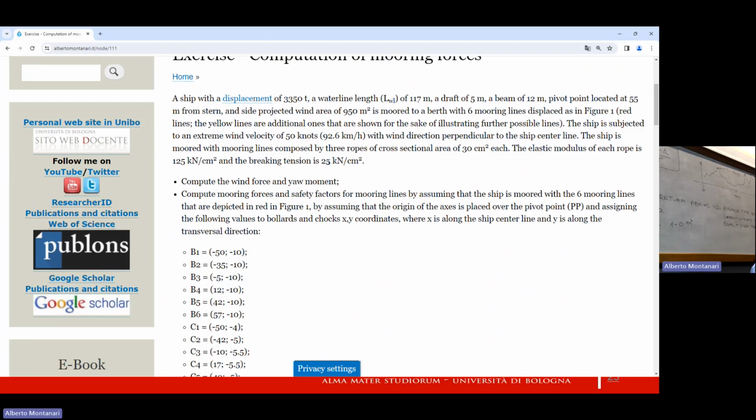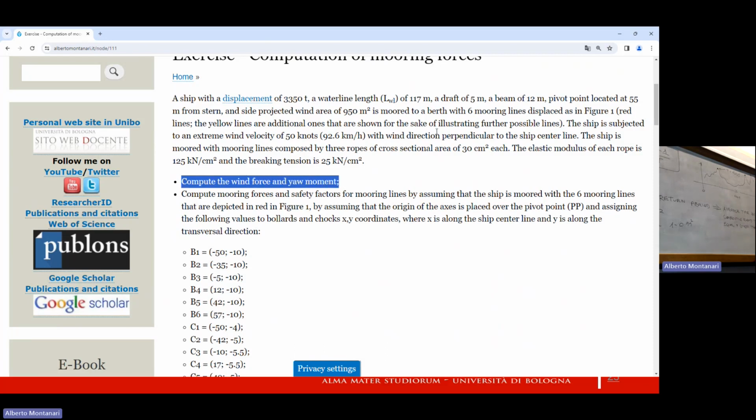The ship is moored with mooring lines composed of 3 ropes of cross-sectional area of 30 square centimeters each, because these ropes are usually made by intertwining many smaller ropes. I don't know how to say it in English, but I think you understand what I mean. It's not a unique body of rope. It's different bodies. In this case, 3 ropes of 30 square centimeters each that are put together. The elastic modulus of each rope is 125 kilonewton per square centimeter, and the breaking tension is 25 kilonewton per square centimeter. So first we have to compute the wind force and the yaw moment.